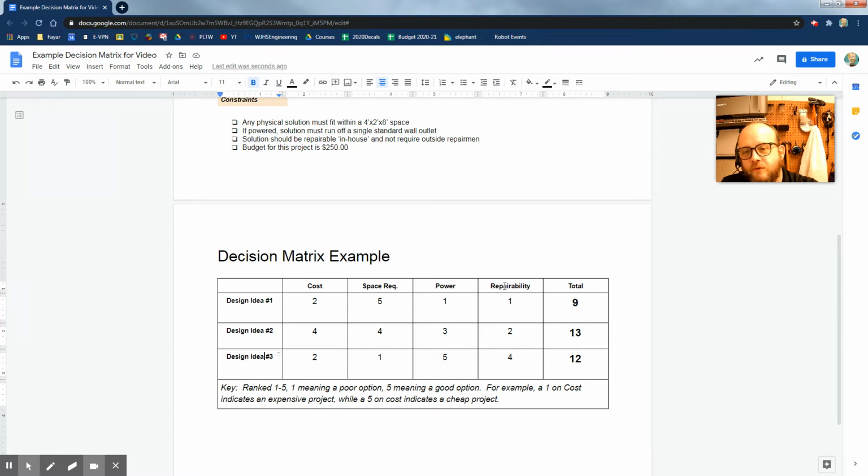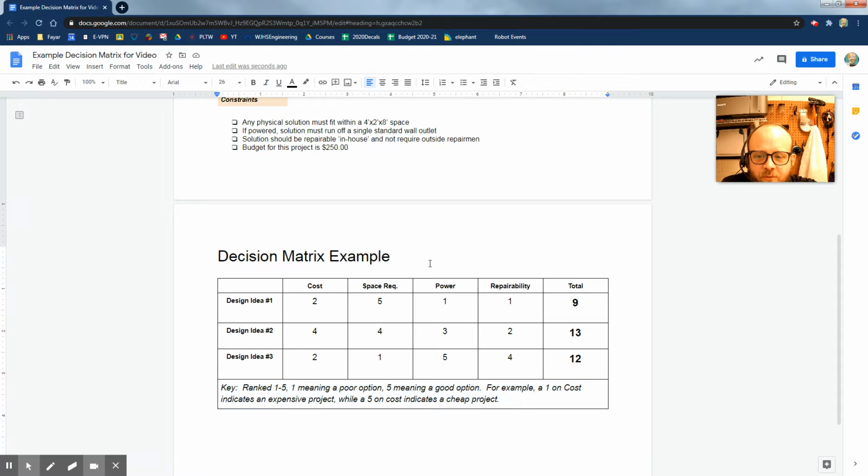But in order to know what those numbers mean, you have to have a key. Every decision matrix should have some sort of a key that just lets you know what each number represents. And in our case, the key is right down here. It simply says that everything is ranked 1 through 5, 1 meaning a poor option and 5 meaning a good option. For example, if we're talking about cost, a 1 on cost indicates a very expensive project because that's a poor choice. And obviously, the cheaper you can do something, the better. So a 1 on cost means it's a very expensive project, while a 5 would indicate that it's very cheap.